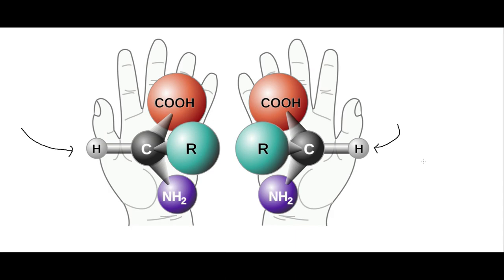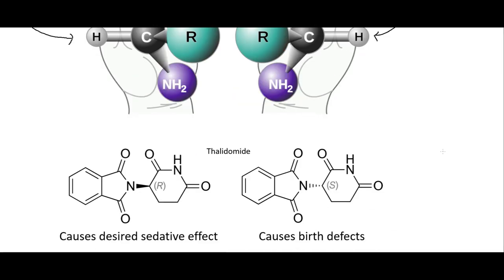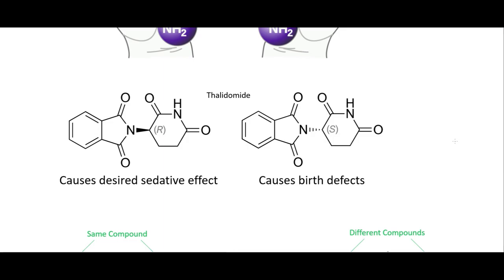Even though they have the same atoms with the same bonds between the same atoms, they are non-superimposable because they are mirror images of each other that cannot be superimposed. And so thalidomide is often used as an example of this in molecules. Thalidomide was a medication that was supposed to help with, I think, morning sickness back in the day. And so it was given with both of the enantiomers present in it.